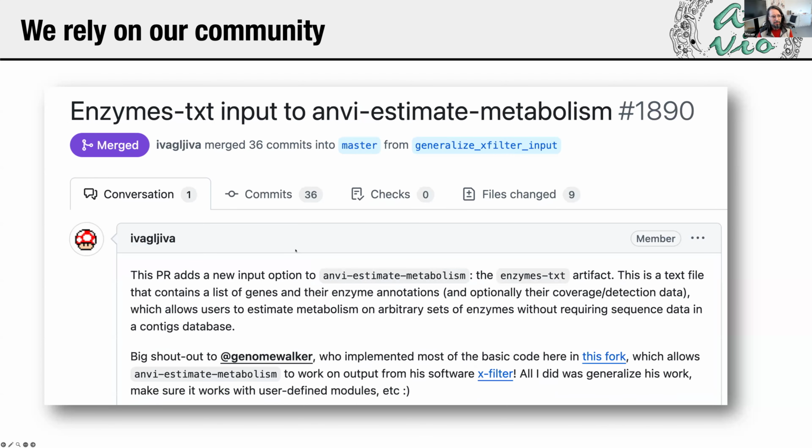And another example, again, with ancient DNA, it's extremely difficult to reconstruct genomes from ancient DNA. And we have this Anvi'o estimate metabolism framework that requires a contextDB, that requires a good assembly. And Antonio said, look, can I not give you my enzymes that I observe in my ancient DNA data, and I can run maybe Anvi'o estimate metabolism on them without having to give any genome, so I can still get metabolic completion estimates and so on and so forth. And then we implemented it working with them.